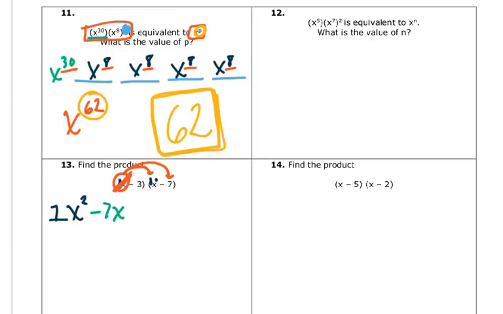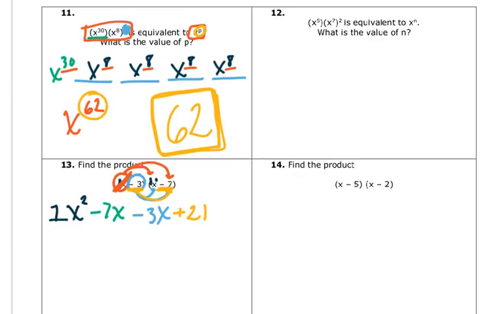So now I'm going to take my second piece and I'm going to distribute that to both terms. Negative 3 times 1 is negative 3, and there's an x there. Negative 3 times, be careful, this is a negative 7. Negative 3 times negative 7 is a positive 21. So this is called double distributing. I distributed the first term, and then I distributed the second term.